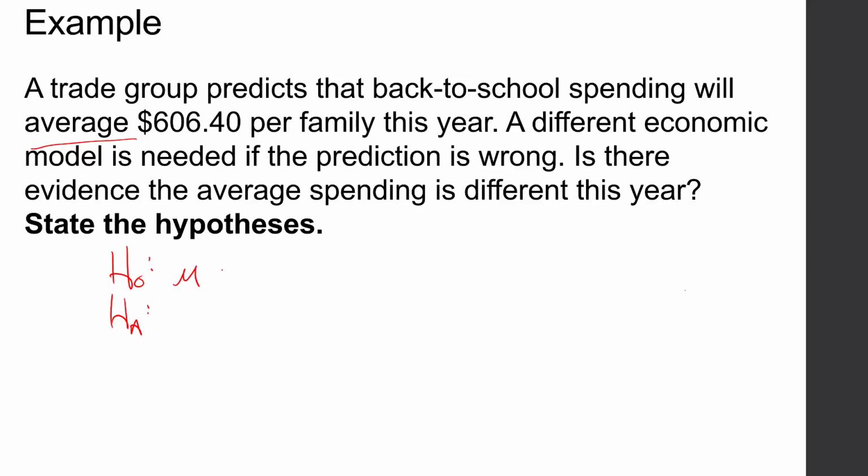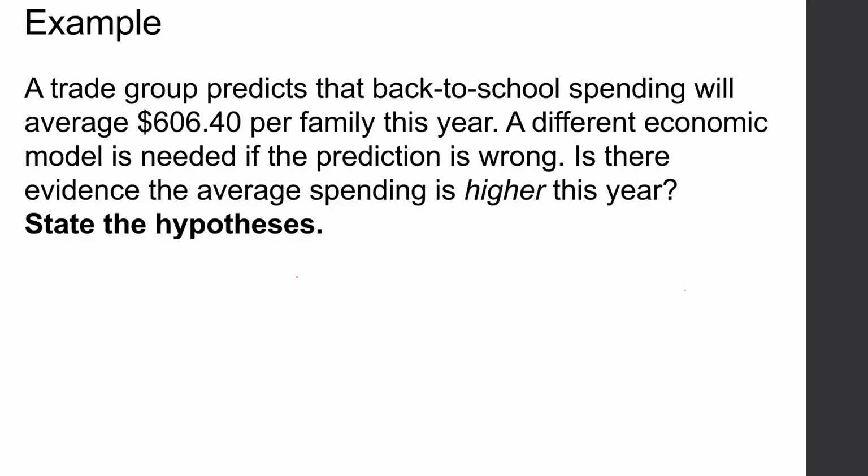So mu, the average, is 606.4. And what is the alternative hypothesis? We want to find out if there's evidence that the average spending is different this year. Notice we didn't give a direction, we just think that it might be different. So that's going to be mu not equal to $606.40. All right, perfect. Let's try another one.